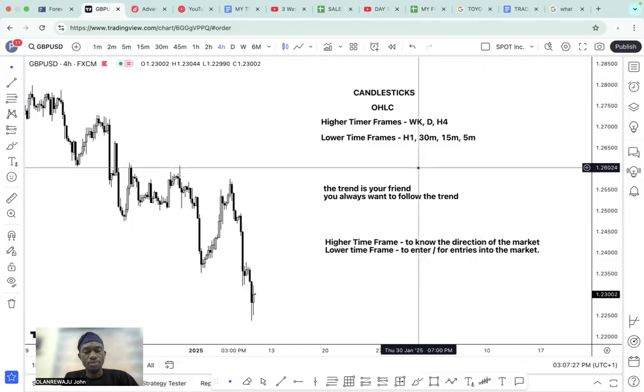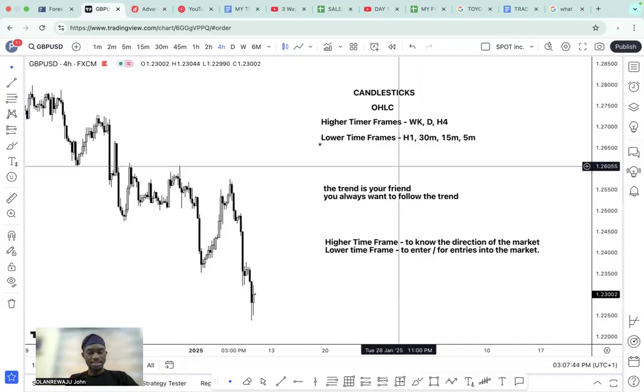So we've come to the end of a deeper conversation on what candlesticks are. I believe this will add to the knowledge of what you've seen on Babypips. And then from here, let us make progress to the next lesson.